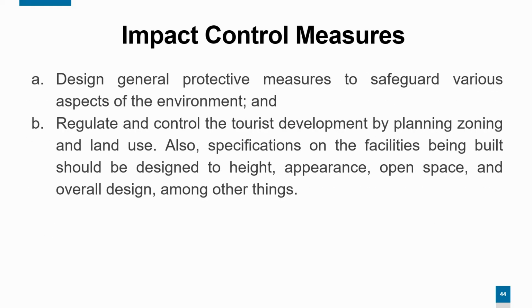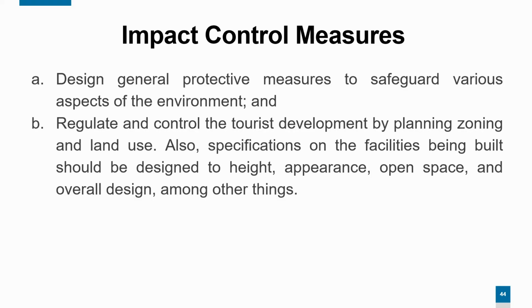So, two measures which will reduce the negative impact of tourism and hospitality have been identified, thus creating a quality environment for both residents and tourists. First, the general protective measures, and second, regulation and control of tourist development.